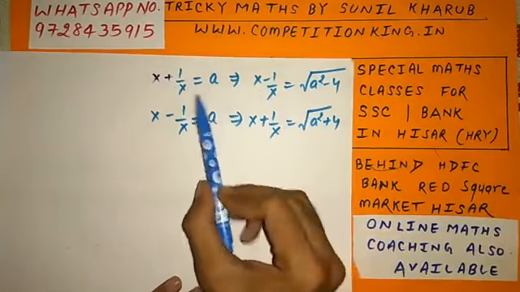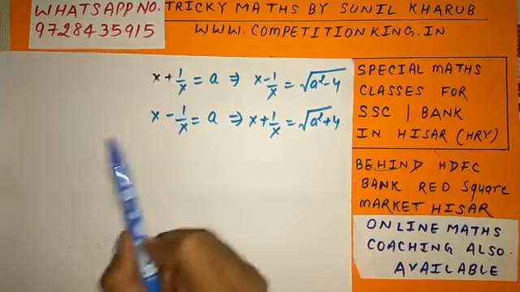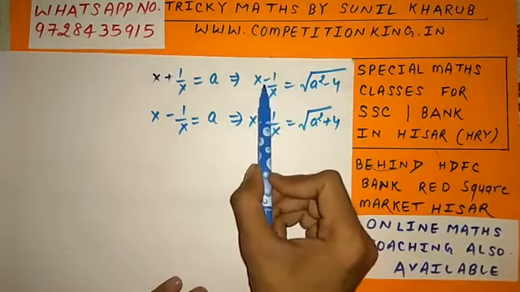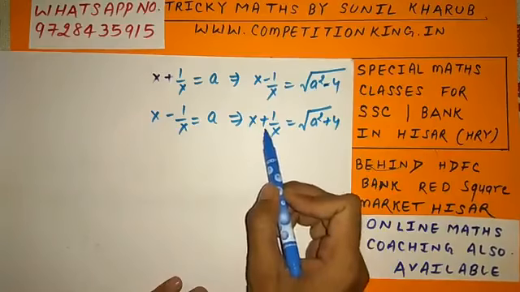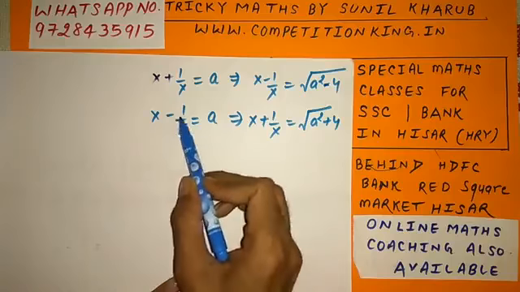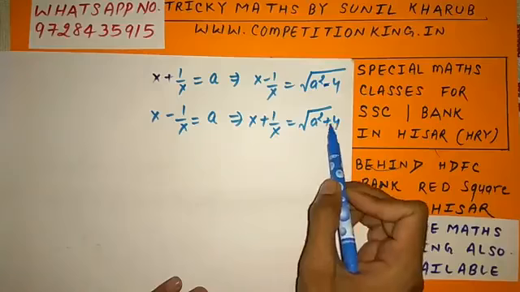But students still have confusion whether to put minus or plus. See, it is obvious that x minus 1 by x will be less than x plus 1 by x. So if we have to find the value of x minus 1 by x, I put minus here. And x plus 1 by x is always larger than x minus 1 by x. So if I have to find the value of x plus 1 by x, I will put plus here.